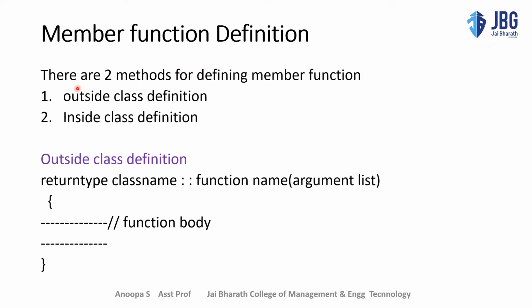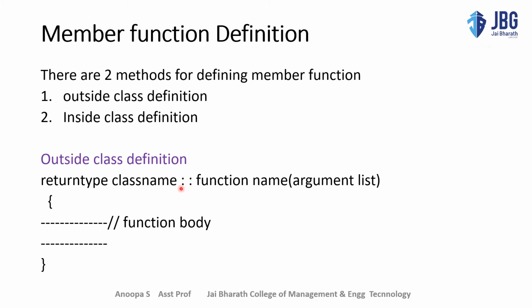Now, how will a member function definition occur? There are mainly two types: outside class definition and inside class definition. When a member function is defined outside the class, it should be defined like this: return type, class name, scope resolution operator, function name, argument list. This is the same as a function definition. The only difference here is that we are adding the class name and scope resolution operator.